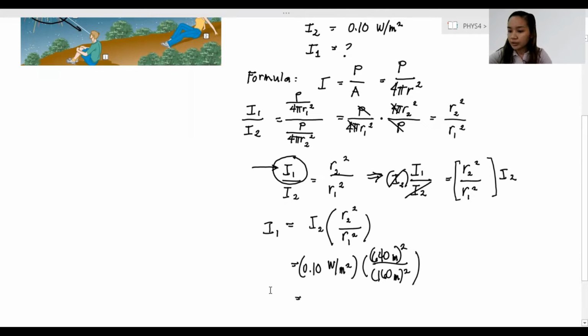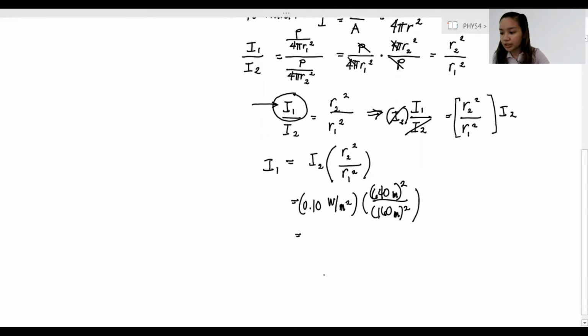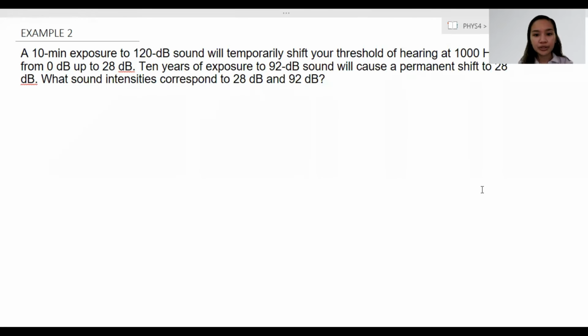So calculating this using your calculator, you will get 1.6 watts per meter squared. So this is now the sound intensity that was detected by listener 1. Okay, now for the next example, these are problems that involve the decibel scales.